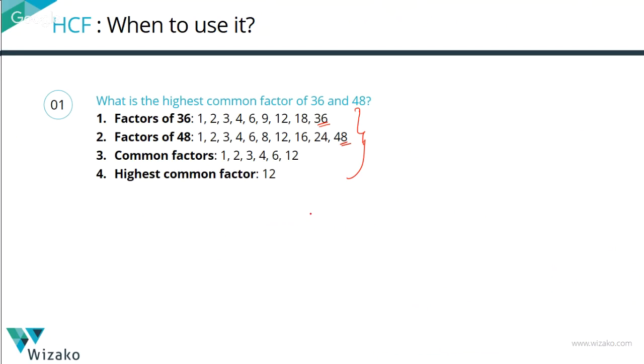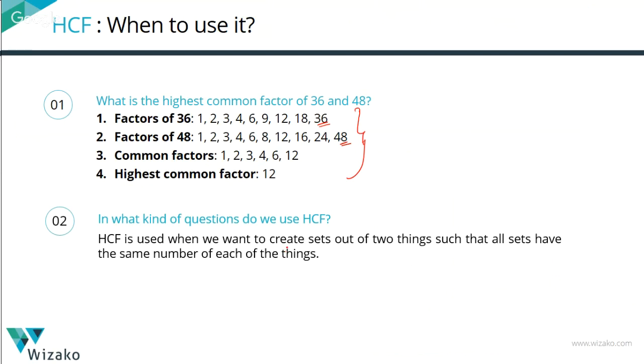So what will be the kind of wordings that you'll see when you're trying to use HCF as a method to find the solution to a question? It is going to be something like this. HCF is used when we create sets out of two things, such that all sets have the same number of each of the things. To give an example, let's say farmers in Punjab pack wheat in 36 kg packs, and farmers in Andhra pack rice in 48 kg packs. You want to break both of these things into smaller packet sizes.